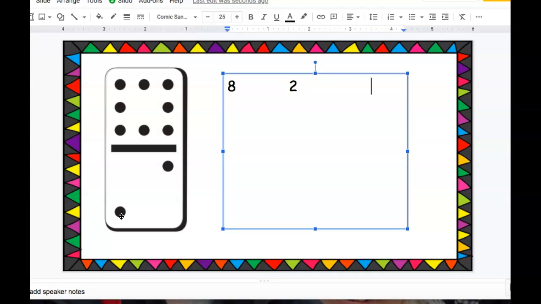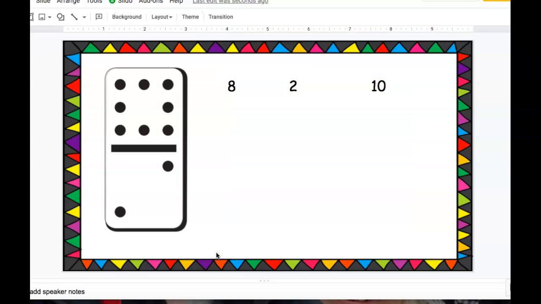Well, I know my tens facts. So I know that 8 plus 2 is 10. If I didn't, I could say 8, 9, 10. I'll get to 10, right? So those are our three numbers associated with this domino. 8 and 2, and our total is 10. Okay? So let's think about 4 number sentences that we can do with this. 2 of them are going to be adding, and 2 of them are going to be subtracting.